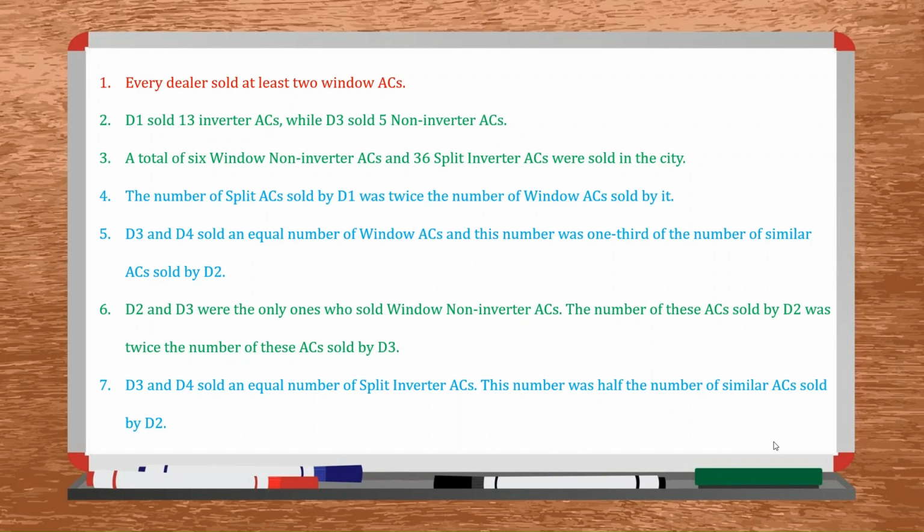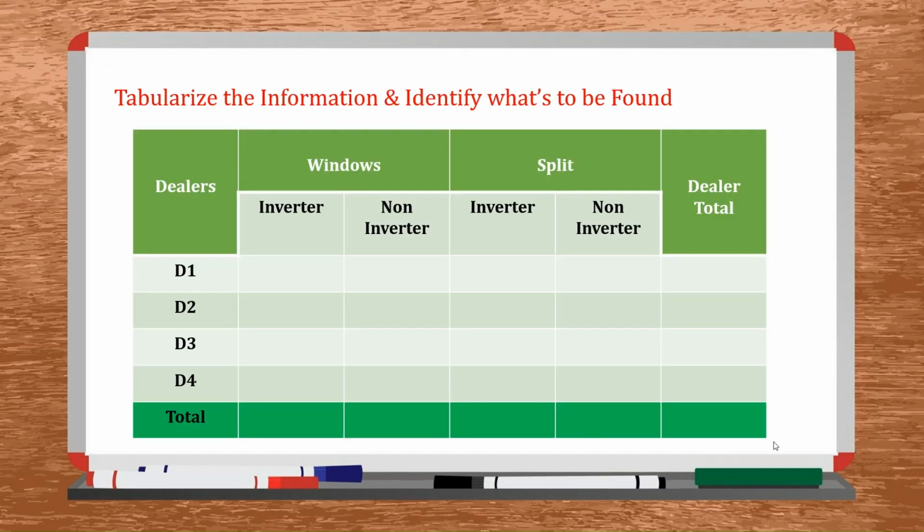So once we have categorized the information, let's tabularize the given and find what we need to find out here. We have four dealers, two kinds of ACs, each divided into two subcategories, so a total of 16 slots to be filled. Once we fill the 16 slots, we will have a solution to this problem. Let's start by using the green statements first, the concrete statements.